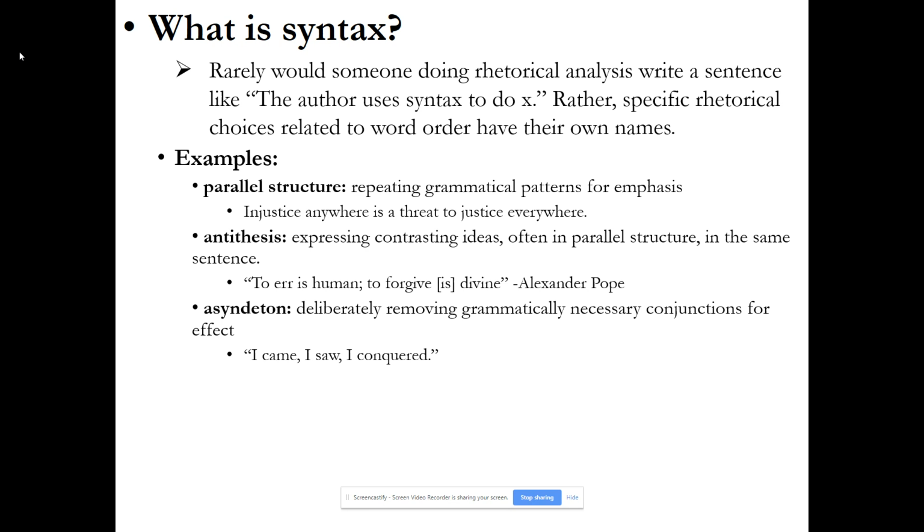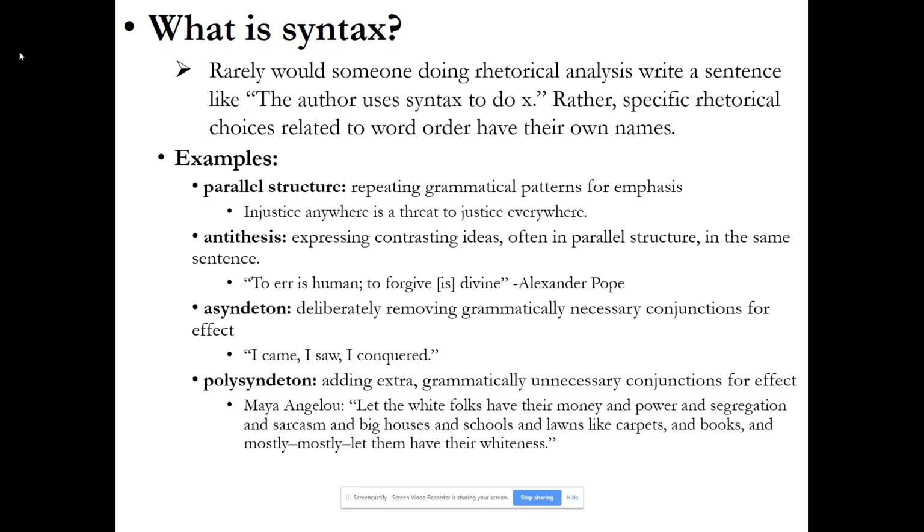Asyndeton is deliberately removing grammatically necessary conjunctions for effect, right? Typically, in order for this to be a complete sentence, you would have to say "I came, I saw, and I conquered." But the "and" was removed because it sounds more compelling when you pull that "and" out.